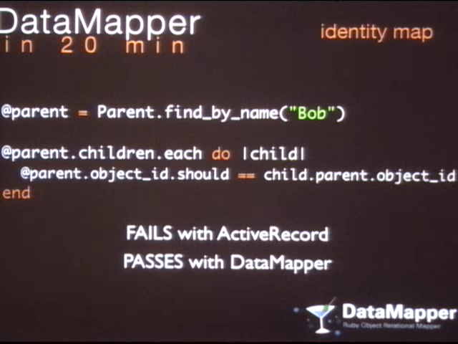The other advantage of doing something like that is if you do two gets at the same time on the same object, on the same resource, and you modify one, with ActiveRecord, it won't stay in sync. But because we have the same object in memory with DataMapper, it's going to stay in sync.